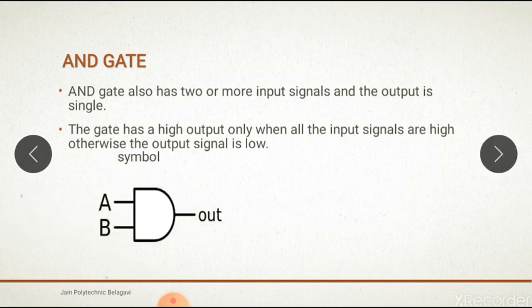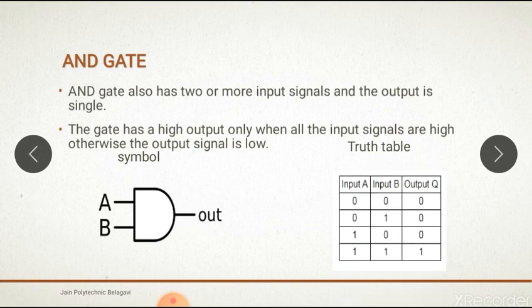Symbol. This is the symbol of AND gate. A and B are inputs and output. Truth table. Here input A and input B and output Q. 0, 0, 1, 1. 0, 1, 0, 1.